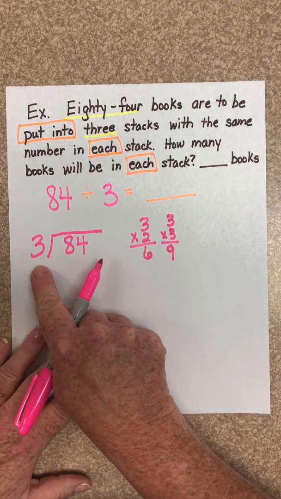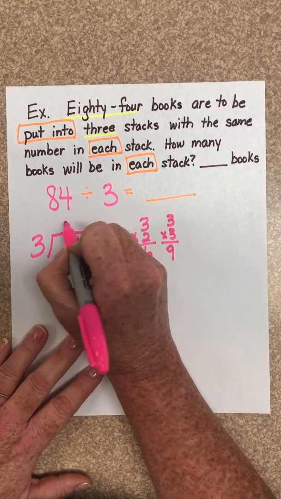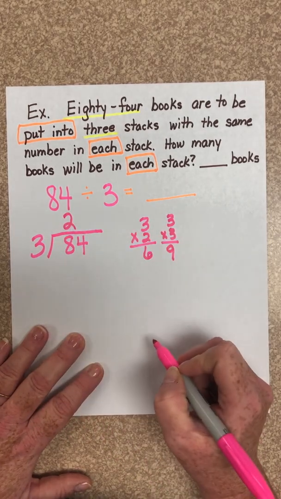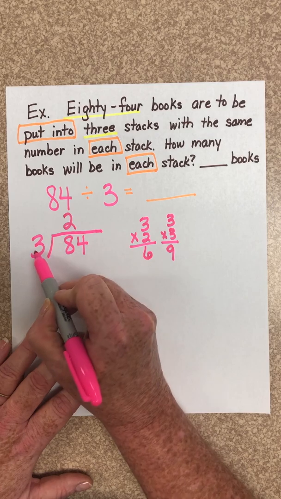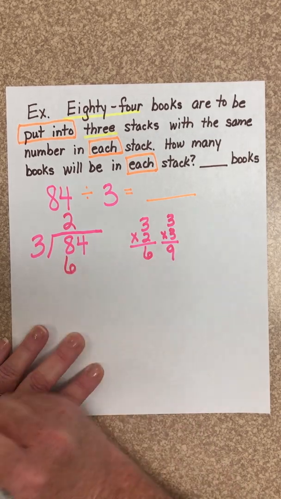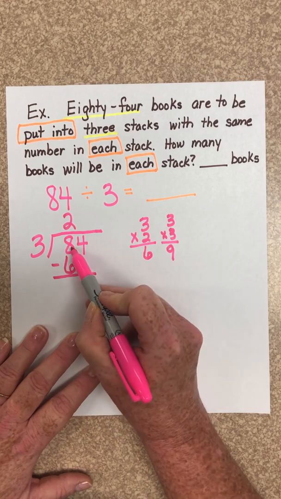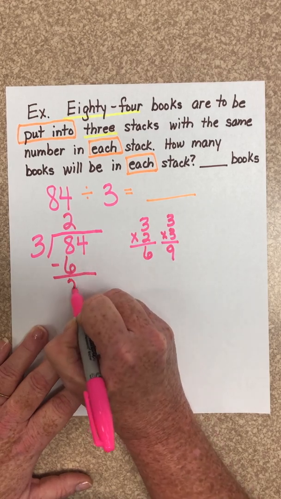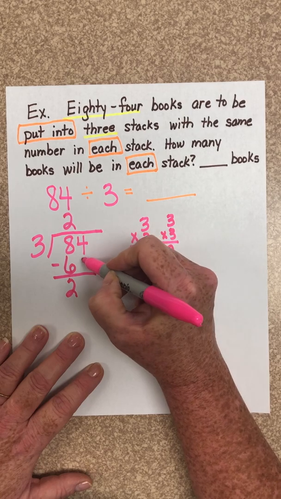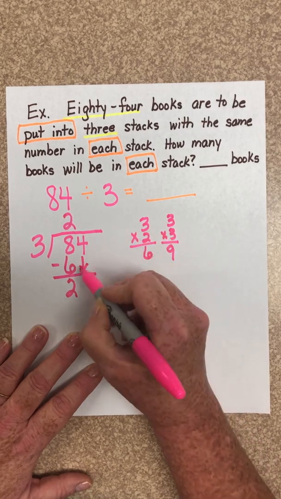So how many 3s are in 8? 2. So we write the 2 above the 8. 2 times 3 is 6. Subtract. 8 minus 6 is 2. And now we drop that 4 into place.